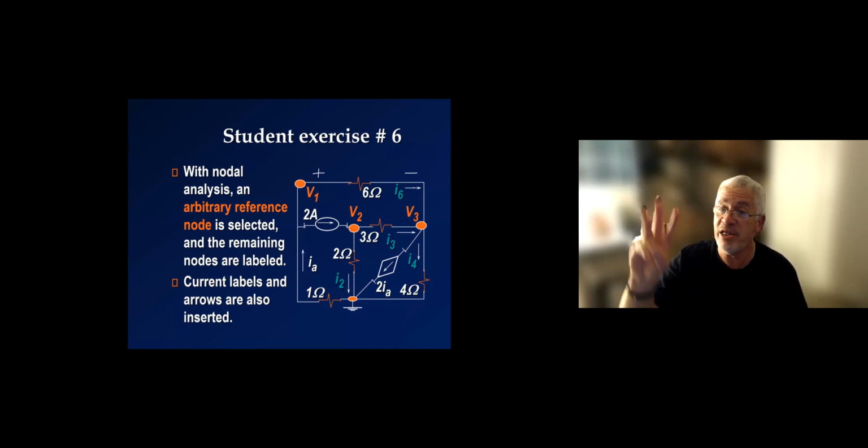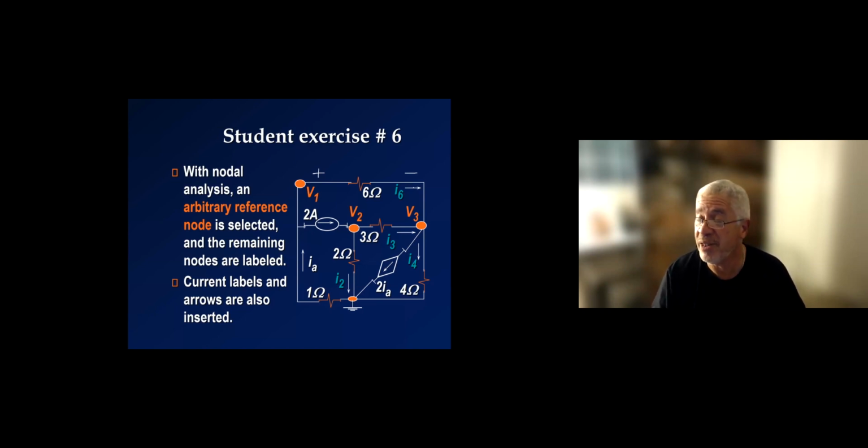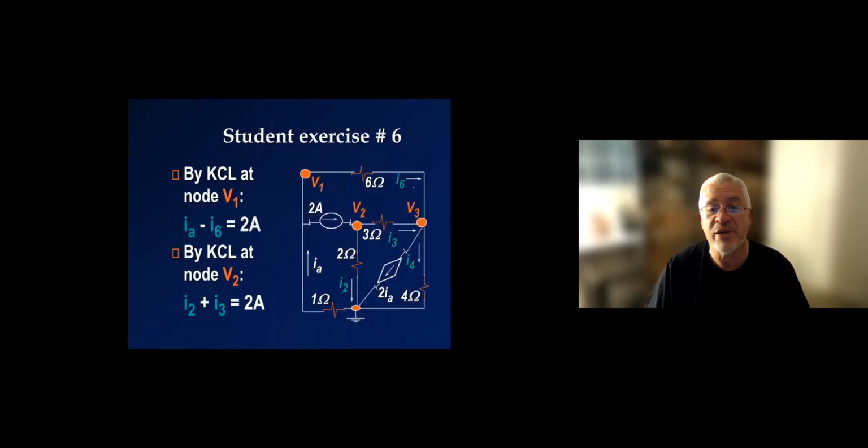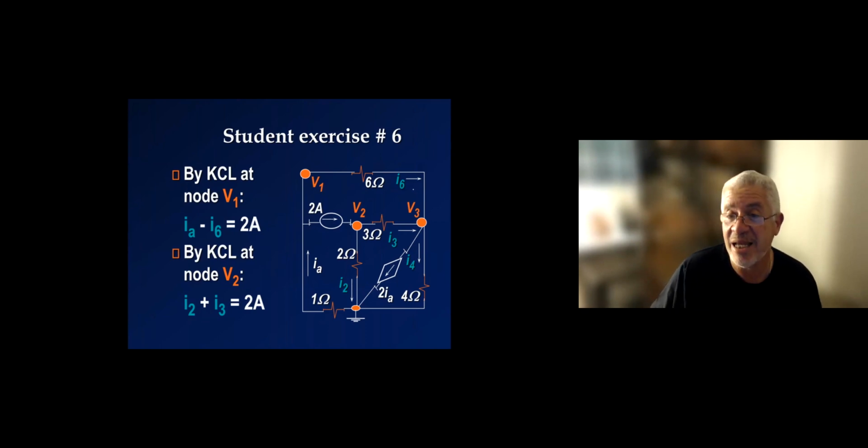All right. So I have three nodes besides the reference node. I need three equations. They're going to come from a KCL at node V1, a KCL at node V2, and a KCL at node V3. So, KCL at node V1. What current is coming in? I get IA coming in, and then I get 2 amps and I6 leaving. So IA equals 2 amps plus I6.